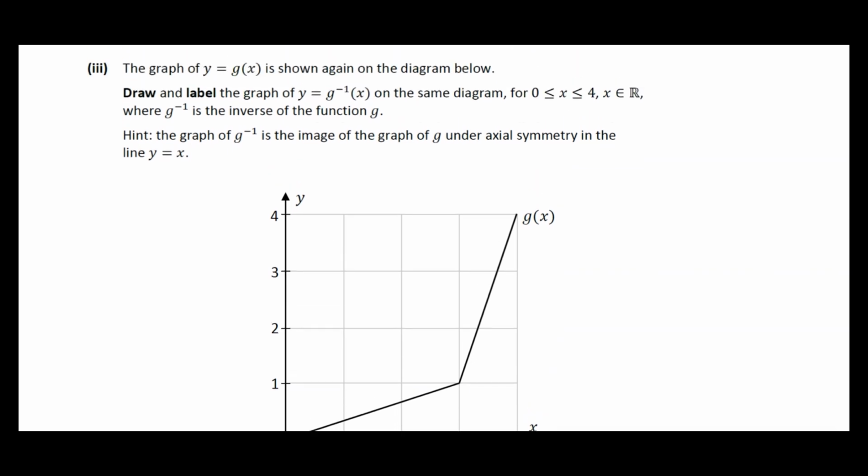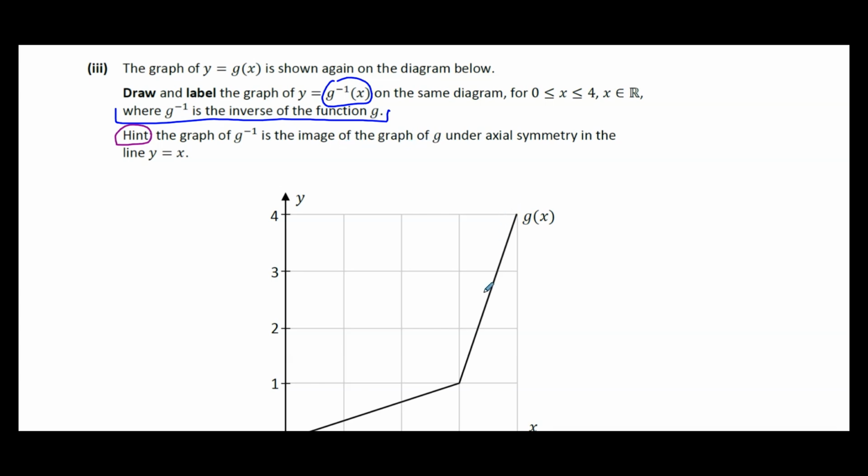The graph of y = g(x) is shown again on the diagram below. Draw and label the graph of the inverse function of g(x) on the same diagram. And here they are telling you that g minus 1 is the inverse function of g. Now, if you are in the exam and you don't remember that, they are giving you a hint here. They are saying the graph of this inverse function is the image of the graph of g.